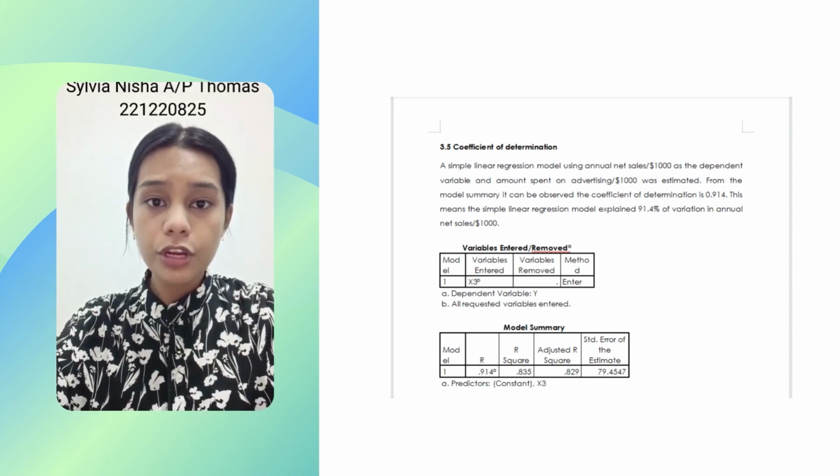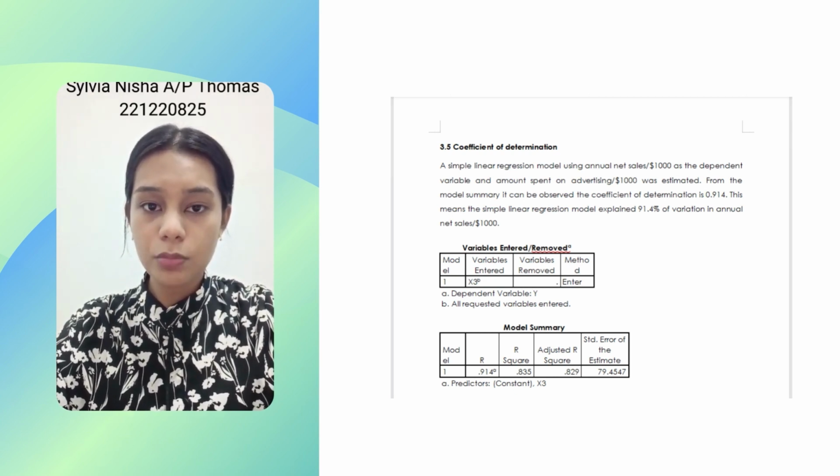3.5 Coefficient of determination. From the model summary, it can be observed the coefficient of determination is 0.914. This means the simple linear regression model explains 91.4% of variation in annual net sales of $1,000.